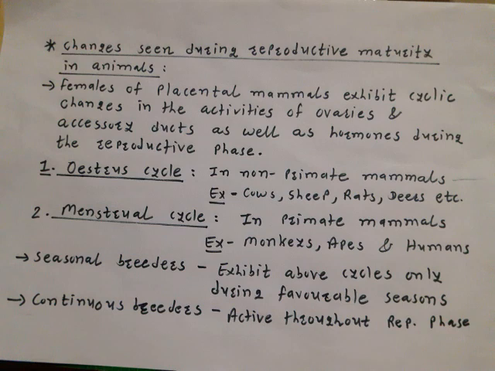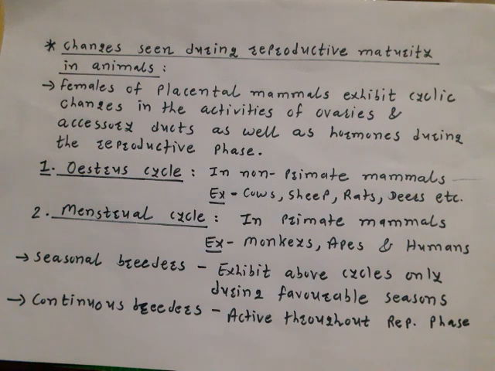In females of placental mammals, they exhibit cyclic changes in the activity of their ovaries and accessory ducts, as well as hormones, during the reproductive phase. It means that females show some changes in their body for maturity, to enter the sexual reproductive phase. In various animals, this cycle is observed in different kinds. Actually, two types of cycles are observed.